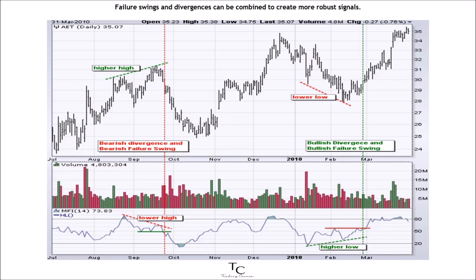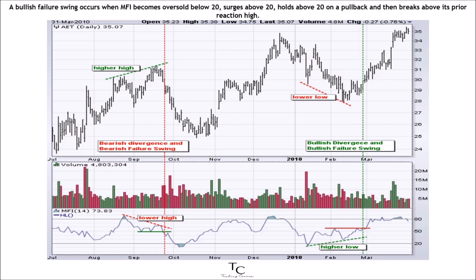Failure swings and divergences can be combined to create more robust signals. A bullish failure swing occurs when MFI becomes oversold below 20, surges above 20, holds above 20 on a pullback and then breaks above its prior reaction high. A bullish divergence forms when prices move to a lower low, but the indicator forms a higher low to show improving money flow or momentum.